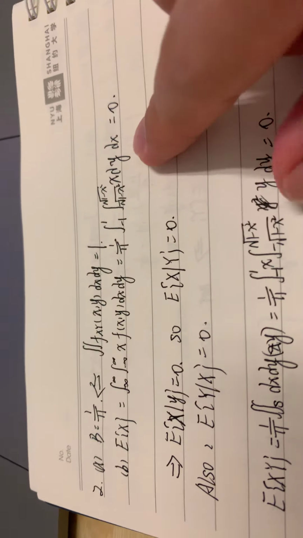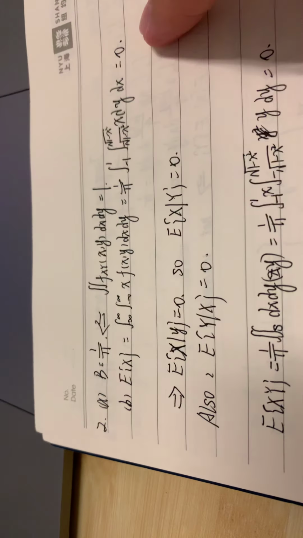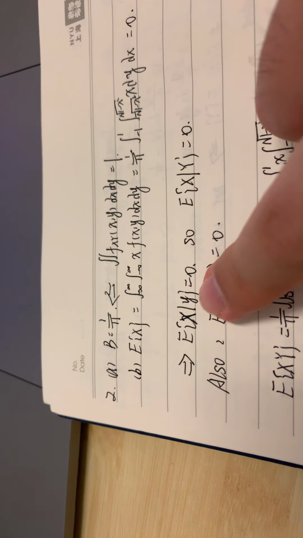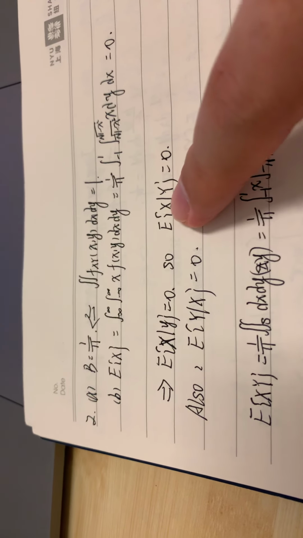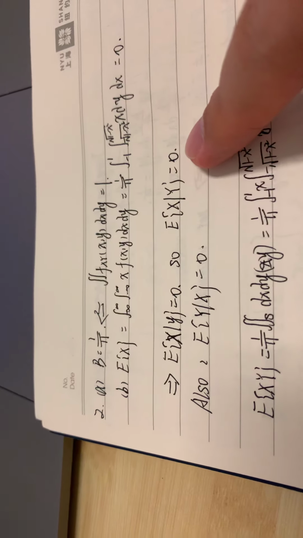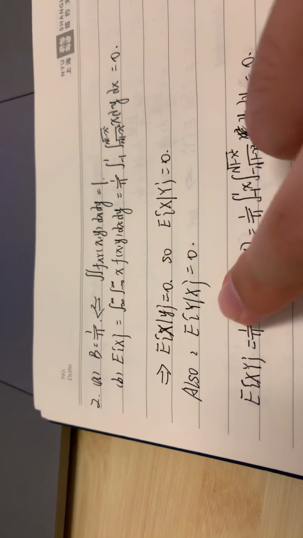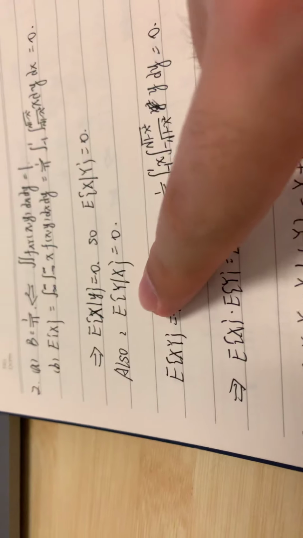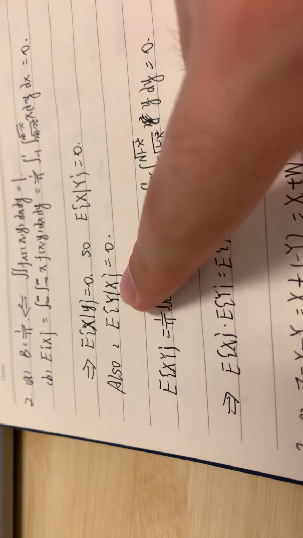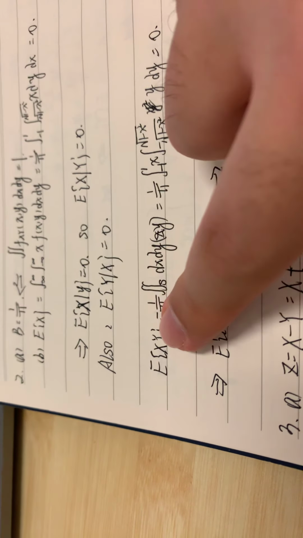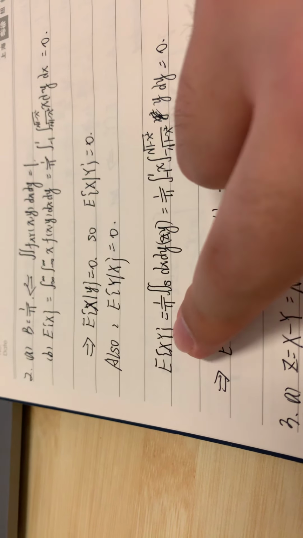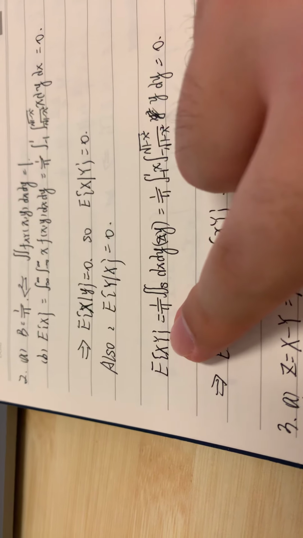Since E[X], the expectation of X, is 0, the conditional expectation of X given Y is also equal to 0. So the expectation of X given capital Y is also equal to 0, and X and Y are identical in distribution. So the expectation of Y given capital X is also 0. Lastly, we should find the expectation of X multiplied by Y.